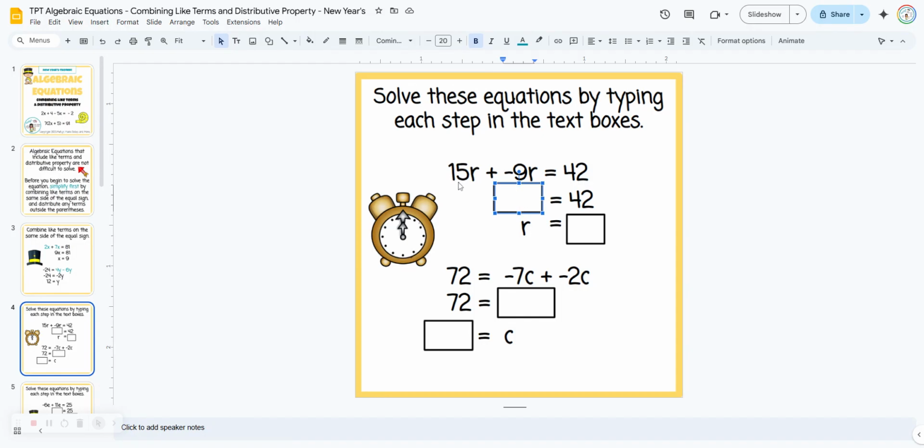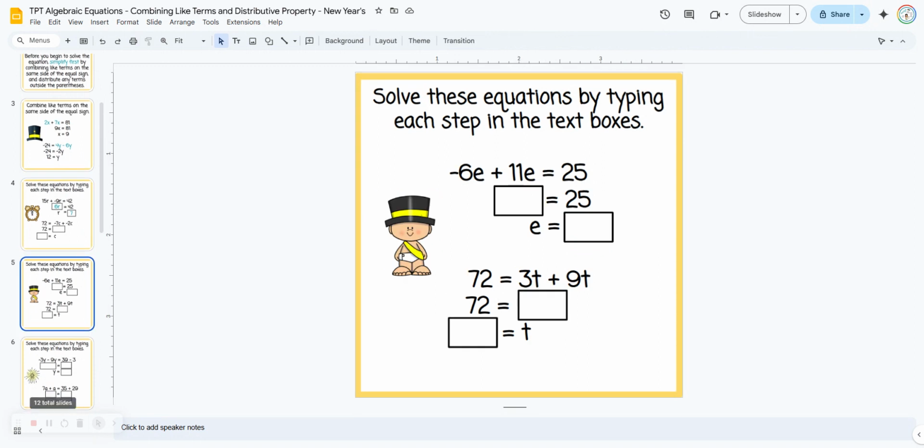So here if we combine 15r and negative 9r, we get 6r. And they're going to type that in. 6r equals 42. If we divide both sides by 6, we get our answer of 7. Same thing on the next problem, combine like terms. We're going to put that in the box, and then we're going to solve.